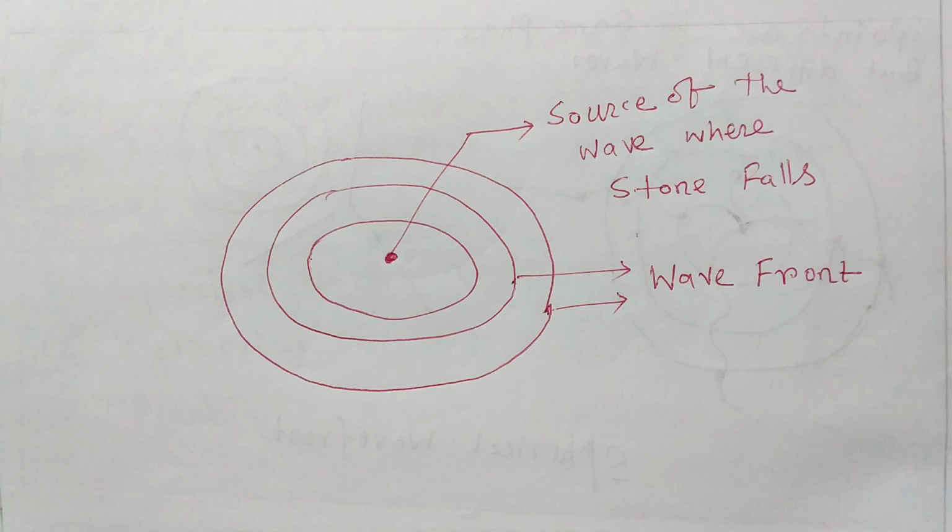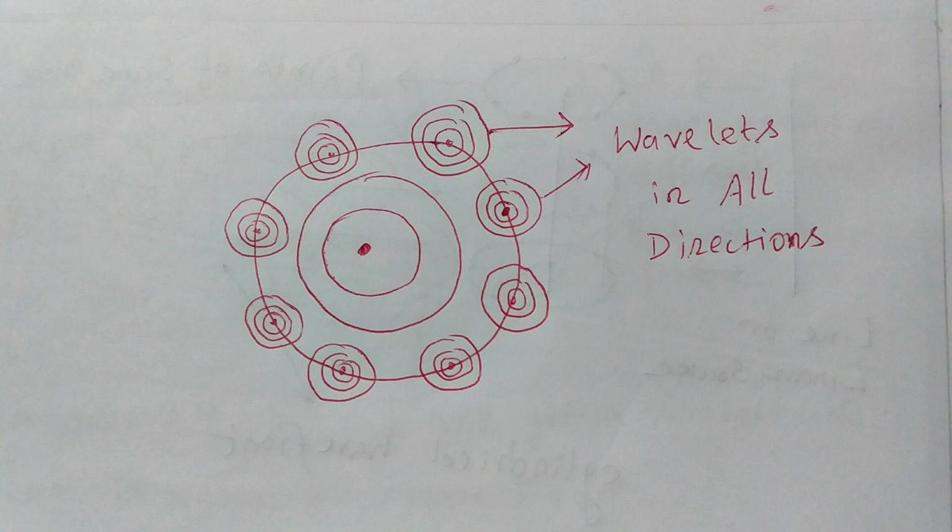When a stone is thrown on water, it forms circle-like waves. These waves are formed in all directions. The number of concentric circles keeps on propagating in all directions. All the points of a concentric circle make a wavefront.